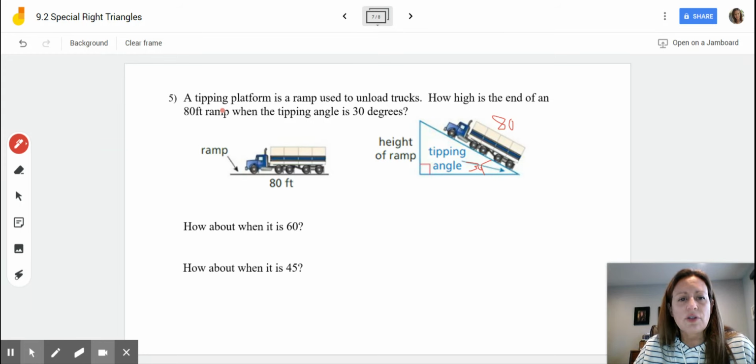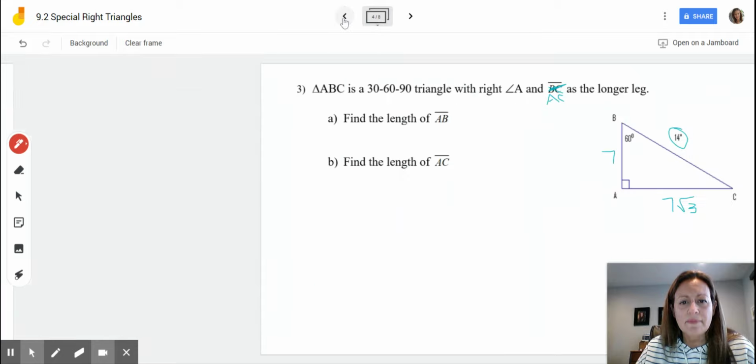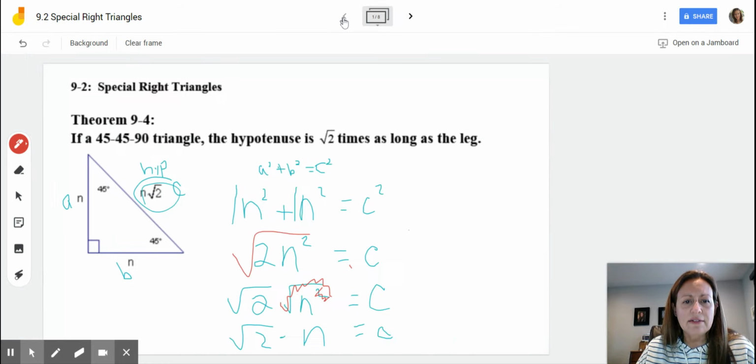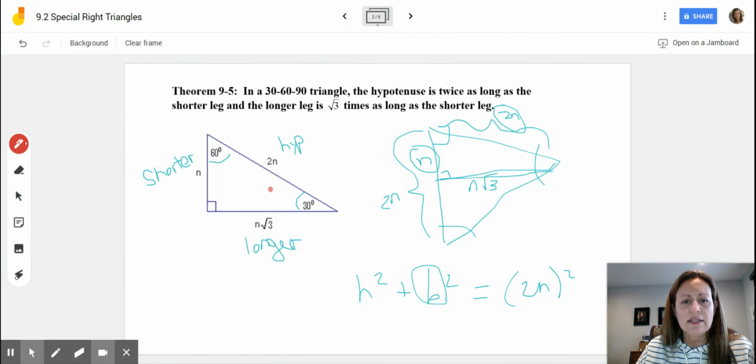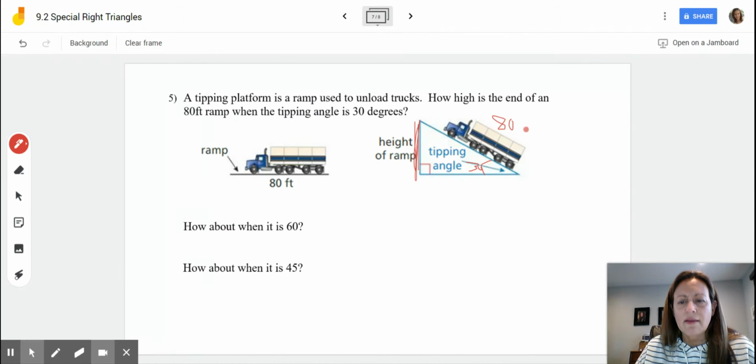So for this first question, how high, we're basically trying to figure out this. How high is that? It's just the short leg of a 30, 60, 90 triangle when we know the hypotenuse. If you flip back to the second slide, remember, hypotenuse is twice as big as the shorter leg. So hypotenuse is 80, that is twice the length of the shorter leg. So the height of the ramp will be 40.